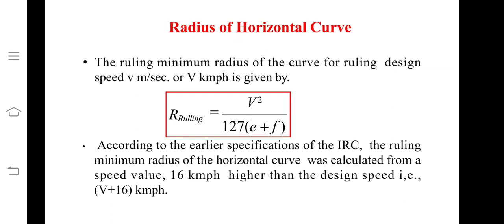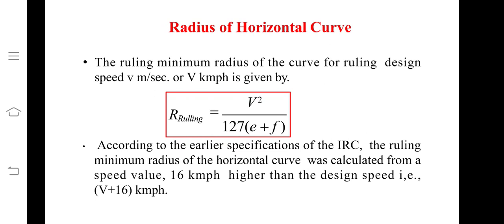Hello my dear students. Today we are going to learn about radius of horizontal curve. The ruling and minimum design speed are standardized by IRC. As mentioned, the expression connecting the centrifugal force, which is counteracted by the superelevation, lateral friction and radius of curvature, is given by E plus F is equal to V square upon GR.